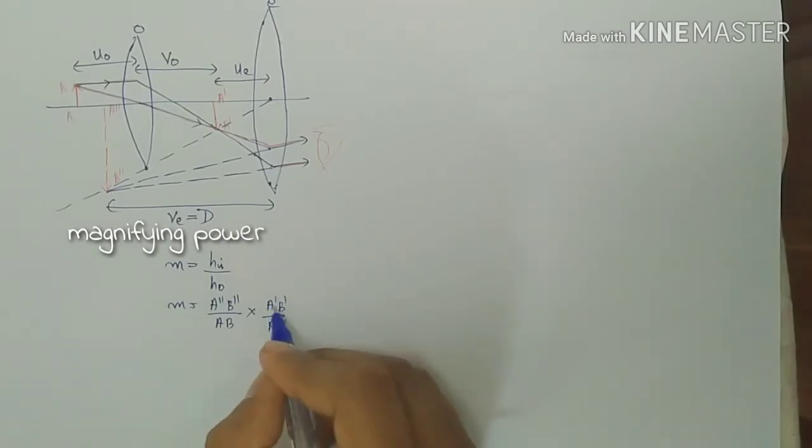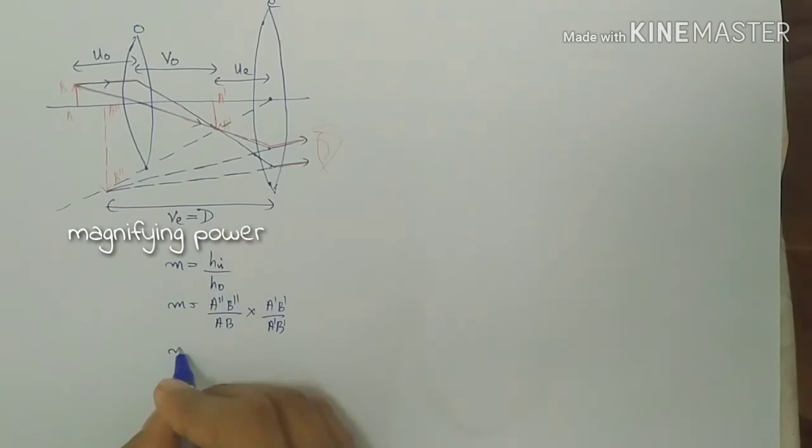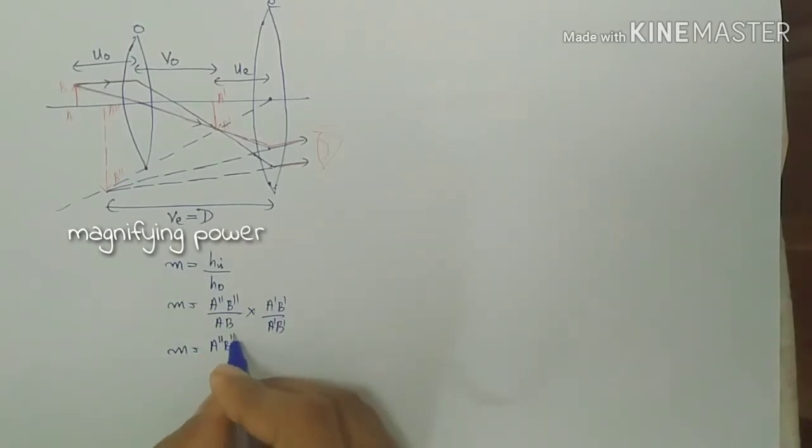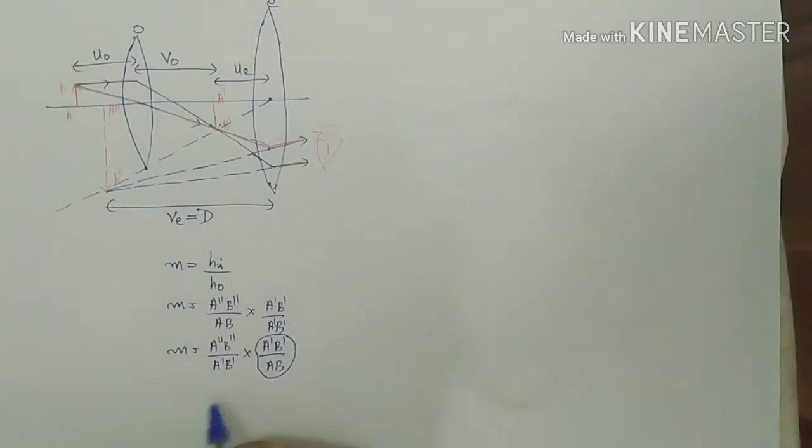If I am multiplying and dividing with the same thing, the equation is not changing. Then let's interchange the position, that is A''B'' divided by A'B' into A'B' divided by AB. There won't be any change in the equation since we have just interchanged these two terms. Then focus your attention on this. Who's this? A'B' divided by AB.